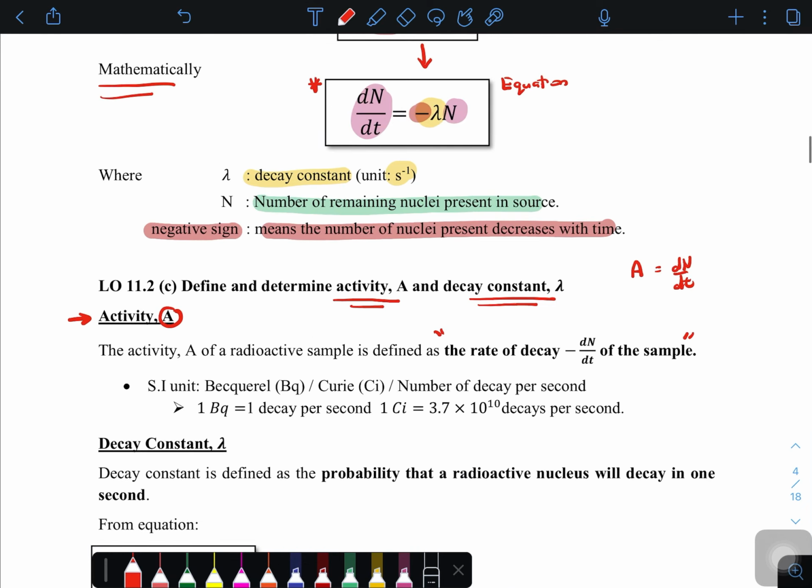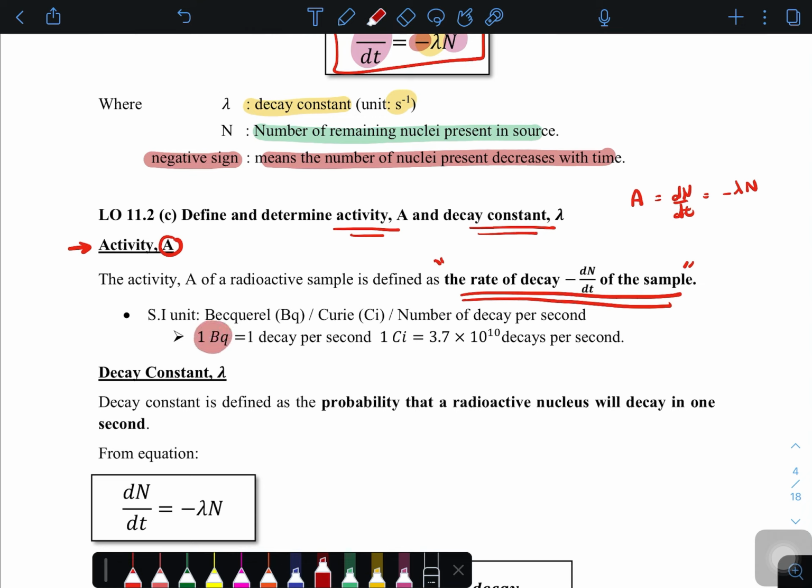The unit for activity is usually the becquerel. We can also use the curie, which is 3.7 times 10 to the power of 10 decays per second. So we can use all these units: becquerel, curie, or number of decays per second. But we have to know the unit conversion: 1 becquerel equals 1 decay per second, and 1 curie equals 3.7 times 10 to the power of 10 decays per second. This unit conversion is important. So you can use becquerel, curie, or decays per second. Right, so we have known activity.